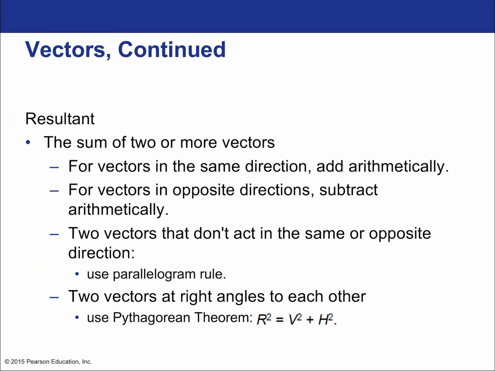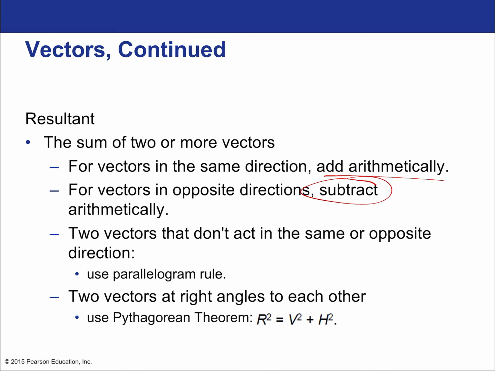A resultant is the sum of 2 or more vectors. For vectors in the same direction, you add them arithmetically. That's what we've been doing in the previous 2 examples, the quick checks that we just did. That was arithmetic addition: 5 plus 5, or 5 minus 5, or 10 minus 5, right? That was because they're all along the same line. For vectors in opposite directions, we subtract them arithmetically, or we could just add the negative.